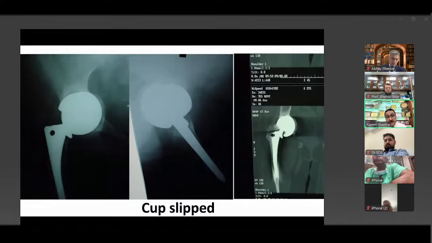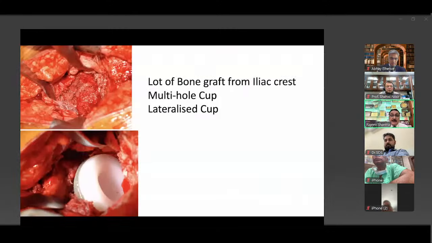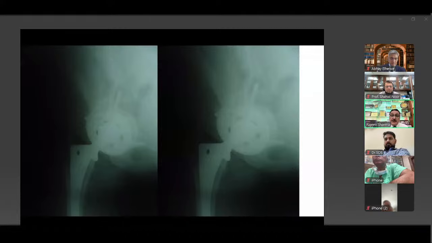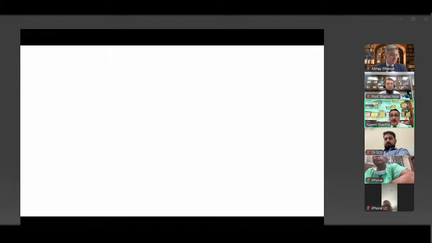At that time, we did not have the cages frequently available. So the method that we used at that time was a lot of bone graft from the iliac crest, a multi-hole cup, and I lateralized the cup and increased the neck length. And that's how I could manage this patient at that time. But in today's time, when we have all the implants available, I think it's very important that we should try to restore both vertical as well as the horizontal offset for all the patients.